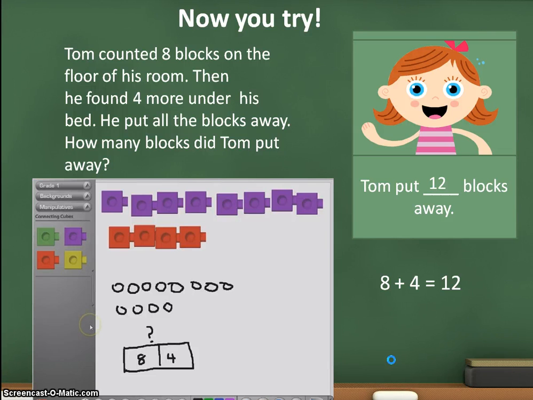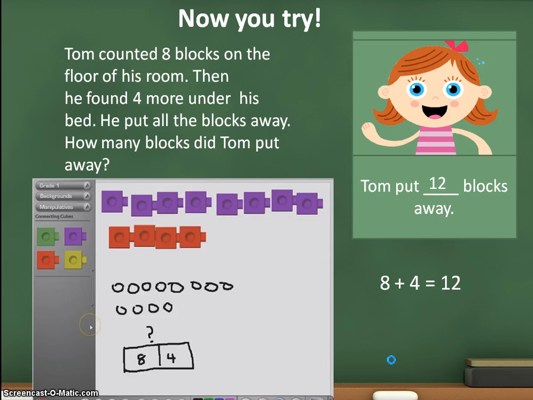Now you try. Here's the problem we did earlier, and you've already solved and drawn a model for. Now I want you to practice self-talking your way through it, just like I've been doing, to see if your answer makes sense. The problem was: Tom counted 8 blocks on the floor of his room. Then he found 4 more under his bed. He put all the blocks away. How many blocks did Tom put away?